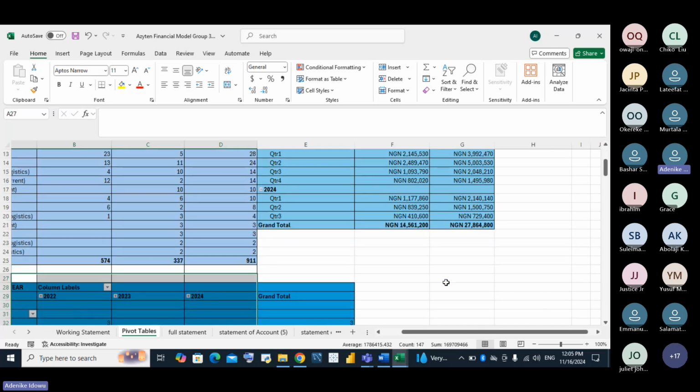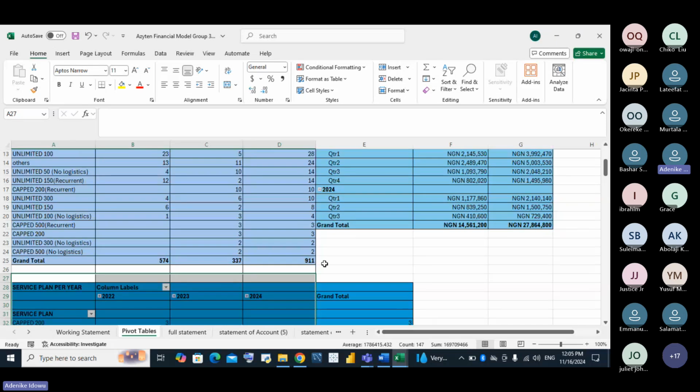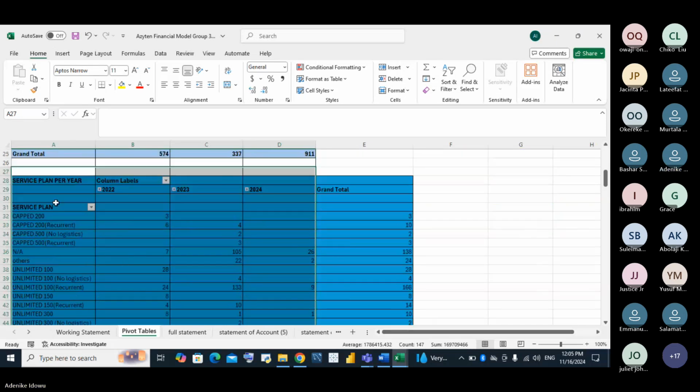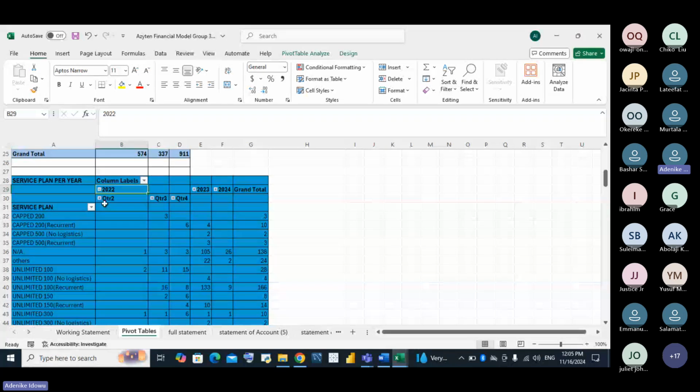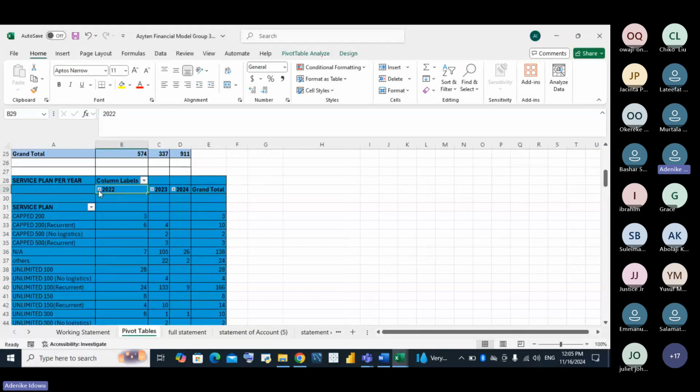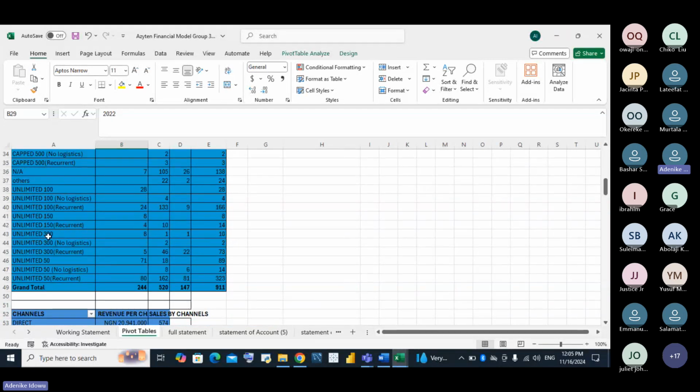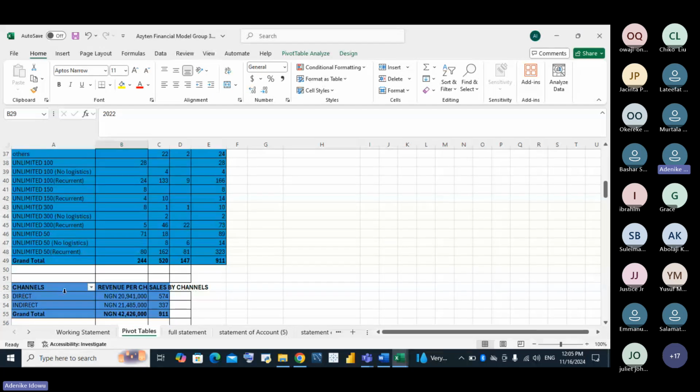So we went further to group service plan by year. We have 2022, we have 2023, we have 2024, and we can click down. We can look at it in quarters: the ones subscribed in quarter two, quarter three, quarter four, and so on. So that's how we have the service plan grouped.